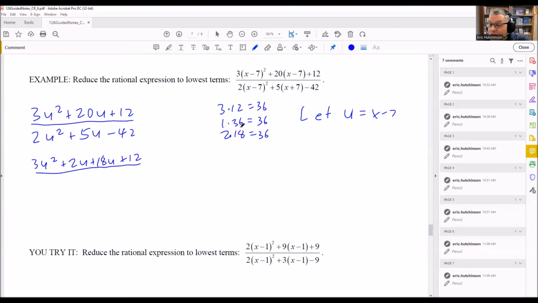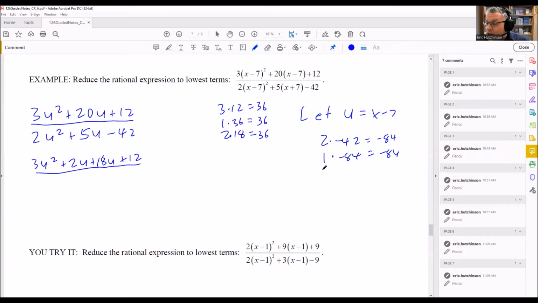Now we're going to do the same thing with the one on the bottom. We have 2 times negative 42, which is negative 84. Now I want to run through all the different factors of that. 1 times negative 84 is negative 84. Of course, these negatives can be switched; it doesn't matter. We'll write it with the second one being negative, but we can switch the order if we want to. We'll look at all our factors and see which one allows us to add up to 5.